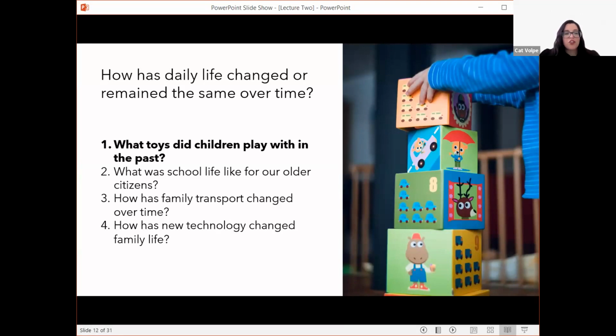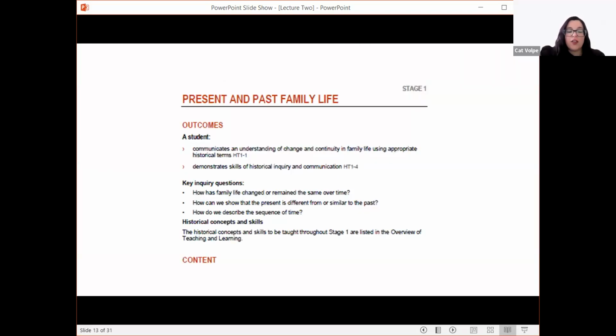What toys did children play with in the past? What was school life like for our older citizens? How has family transport changed over time? How has new technology changed family life? So here's an example taken from the history syllabus that I showed you before, where those questions come from.